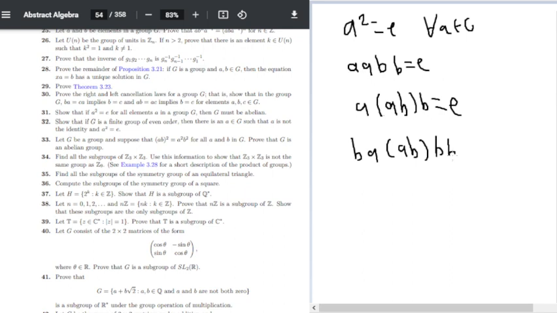B is equal to B, which gives us that AB is equal to... wait, no, that's wrong, right? So A squared is equal to E implies that ABB is equal to E, because it's E times E. Then using associativity, AB is equal to E. Okay, that's fine.